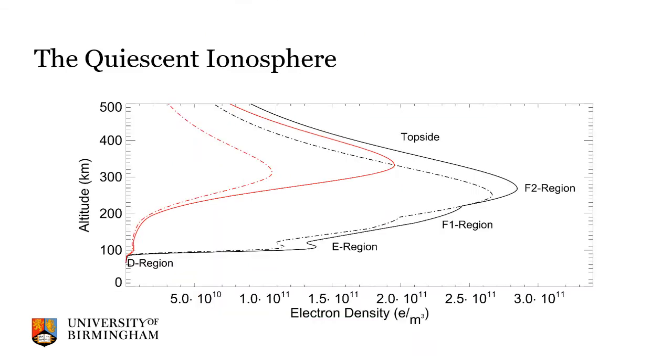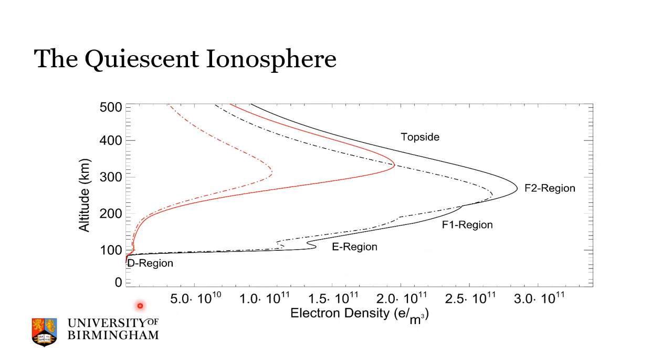So, if we look at just the regular variability of the ionosphere, at solar maximum, given by the solid lines here and here, the electron density, or the plasma density of the ionosphere, is substantially enhanced with respect to the density at solar minimum, given by the dashed line here and here. The red curves correspond to nighttime, and the black curves correspond to daytime conditions.